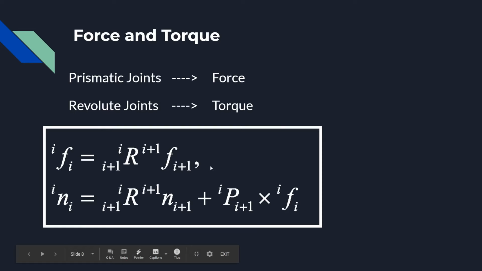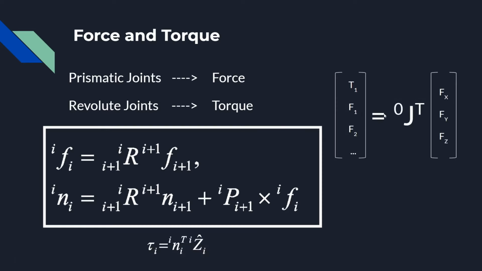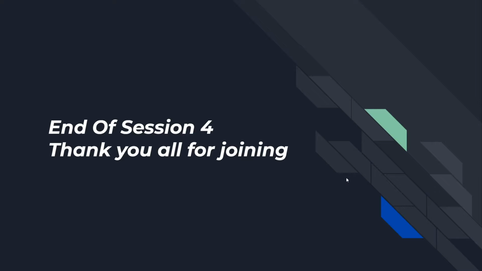But if we already knew the Jacobian, we could use just the Jacobian that relates the final frame to the base frame, the transpose of that, and multiply it with the X, Y, and Z components of the force acting on our end effector. And with that, we had come to the end of session 4.